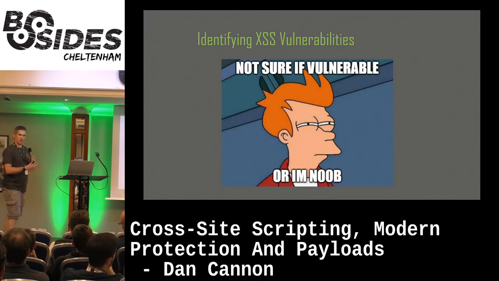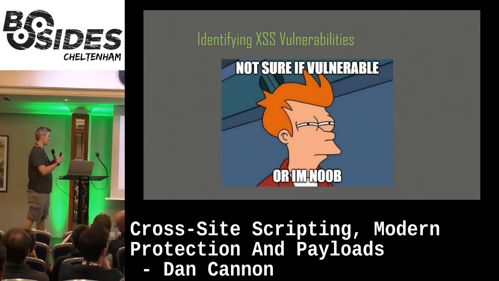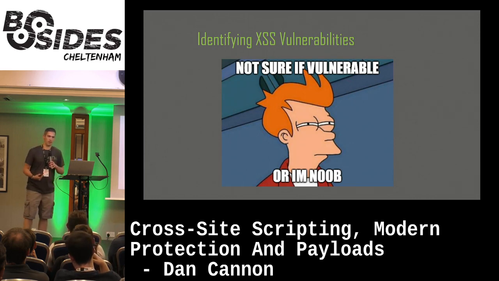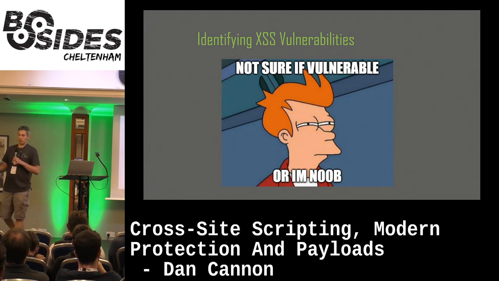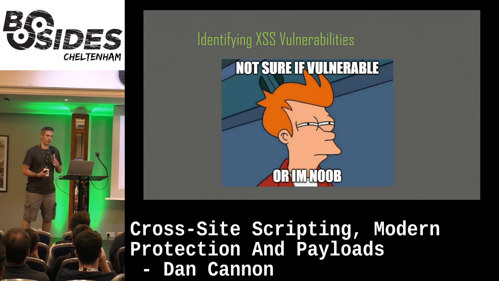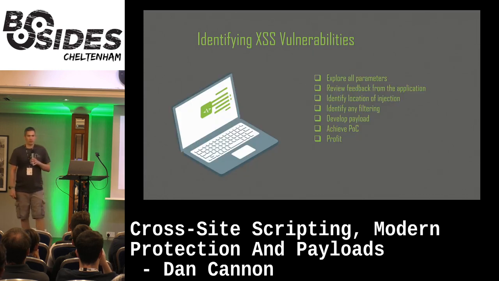The problem is, if it doesn't execute, you're now in a position where you don't know if that application is vulnerable. You don't know if you're just a noob who doesn't have the appropriate advanced payloads to be able to execute that vulnerability. And fundamentally, you just don't know whether or not an application is vulnerable. And when it comes to pen testing, our key thing is being able to give that bit of information. So what should we do instead?